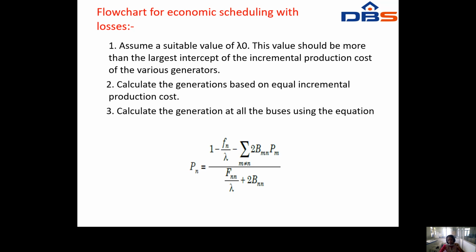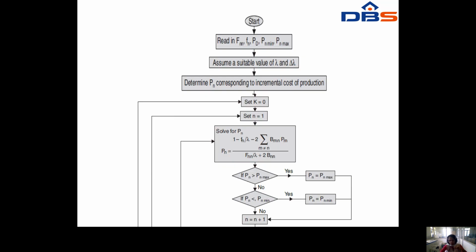Calculate the generation at all the buses using this equation: Pn equal to (1 minus Fn by lambda minus sigma m not equal to n 2 Bmn Pm) divided by (Fnn by lambda plus 2 Bnn). So at first in the flow chart we start, reading Fn, Fnn, PD, Pn minimum and Pn maximum. Assuming a suitable value of lambda and delta lambda, determine Pn.